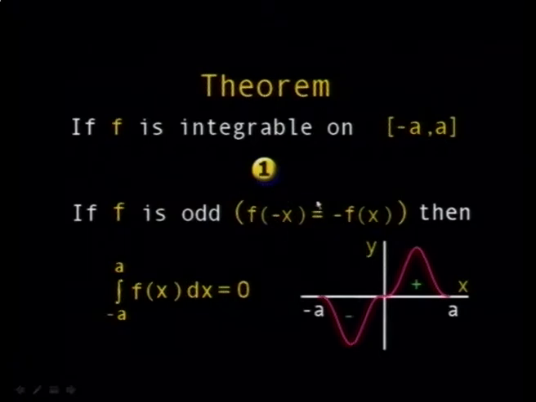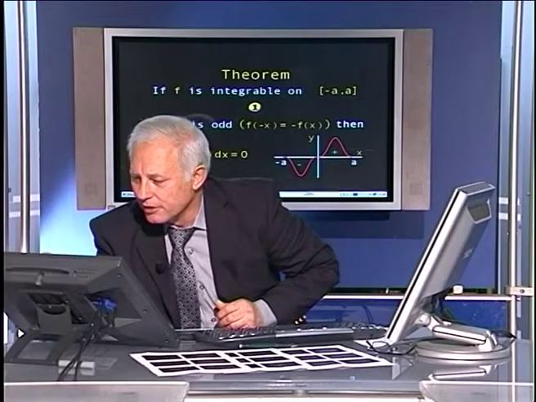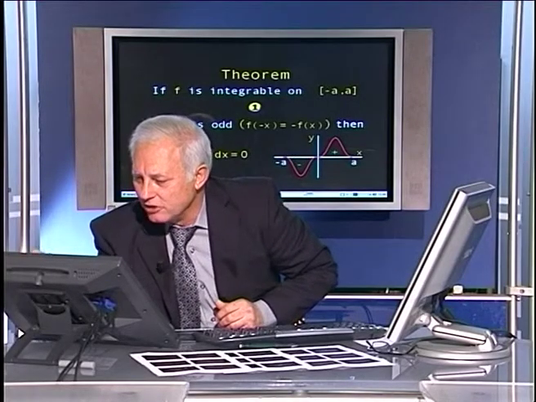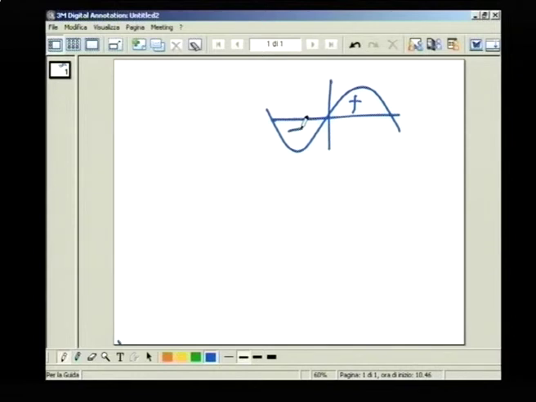In other words, you have f of minus x is equal to minus f of x. So since f of minus x is equal to minus f of x, then your integral is equal to 0. And you can prove this directly. You have here, for example, a graph like this, and here the integral is negative, and here it is positive. You have an integral from minus a.